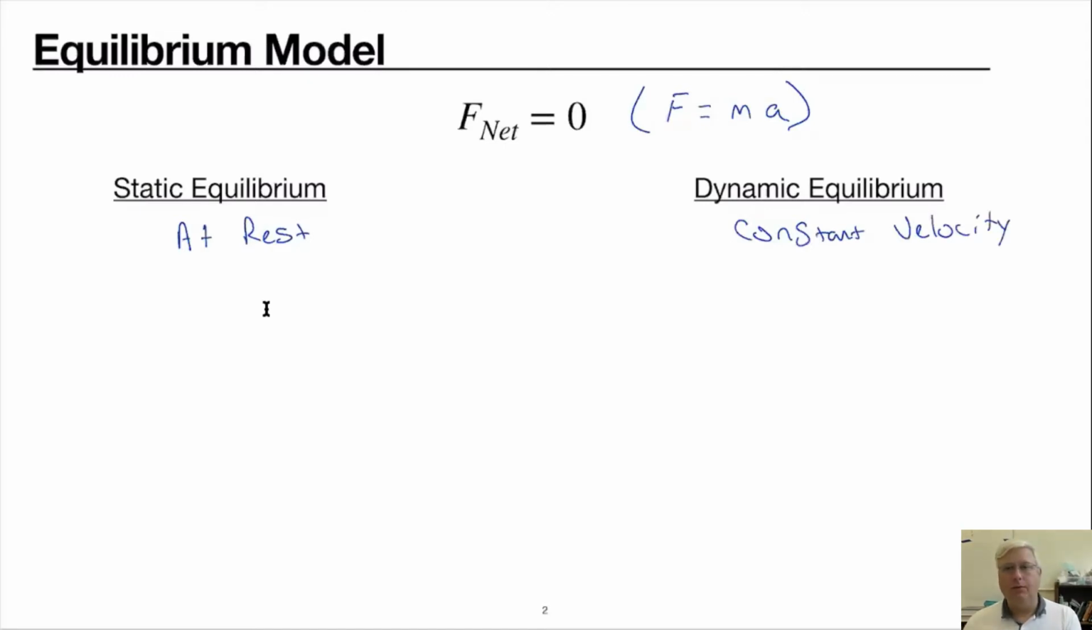Either way, we had a net force of zero because there was no acceleration. Force is dependent on mass, so we're always going to have mass, and also acceleration. Well, if we're at rest, we're not moving at all, so there's no acceleration. And if we're moving at a constant velocity, well, the definition of acceleration is that we're changing our velocity. So in either situation, we have a net force of zero.